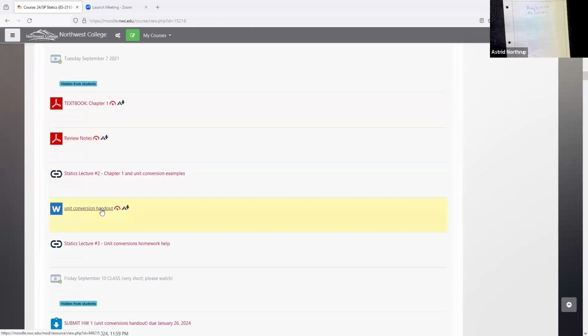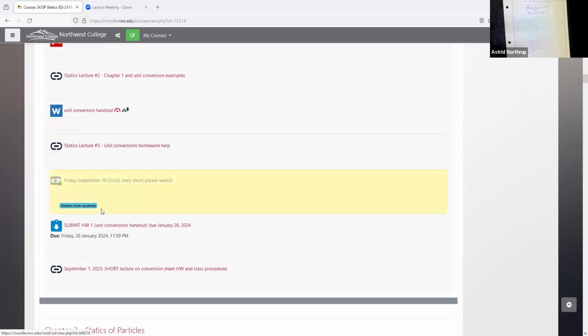Then the unit conversion handout is where the homework for chapter 1 will be. The unit conversion homework will be due on January 26th, which is this Friday. If you have any trouble between now and then, let me know. In the meantime, I would like to make sure that we have a chance to take a look at some of the problems.